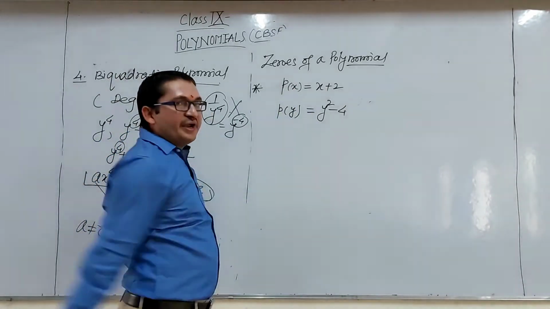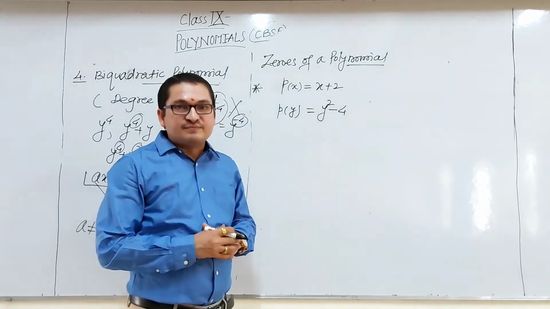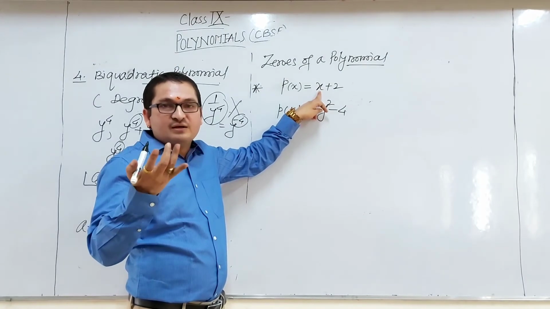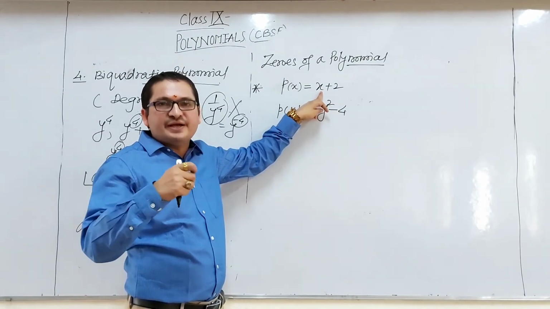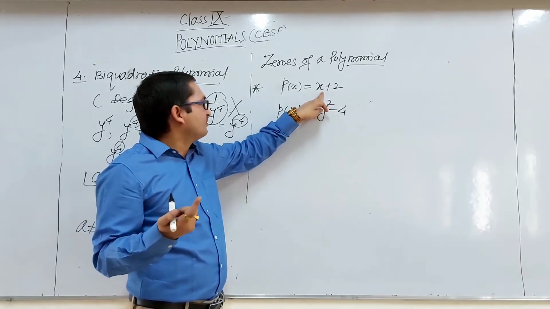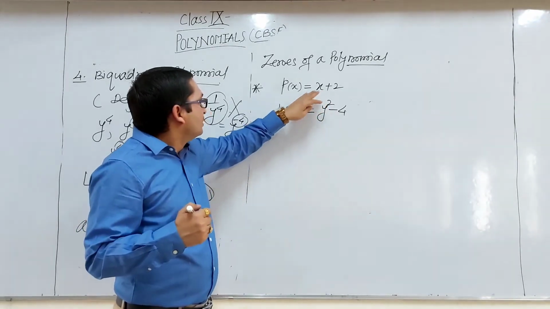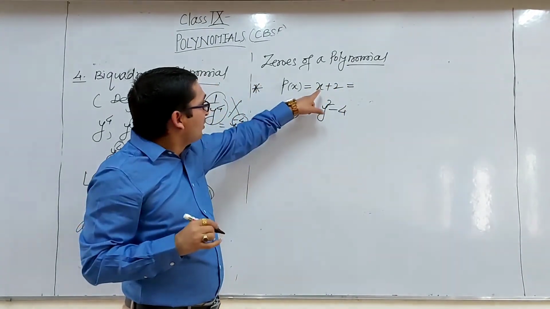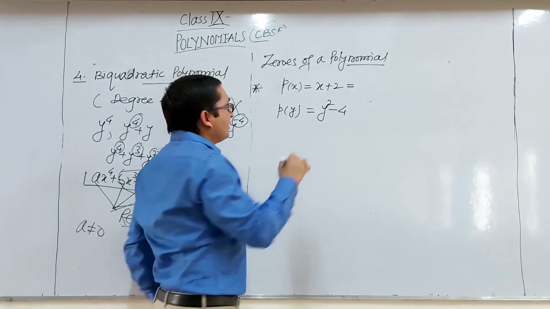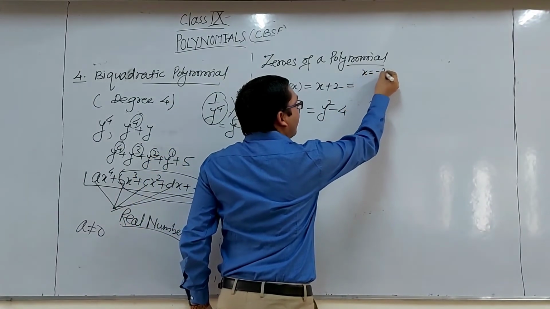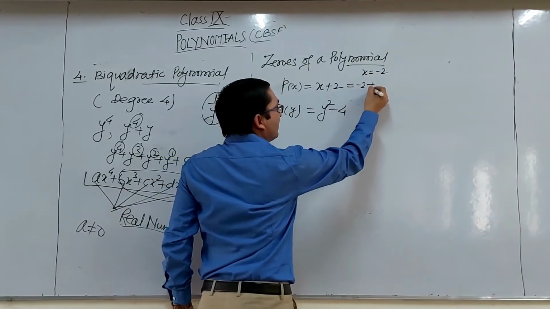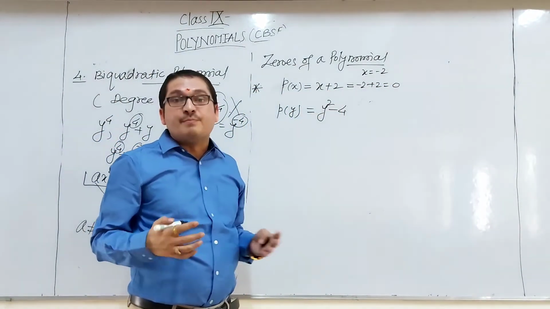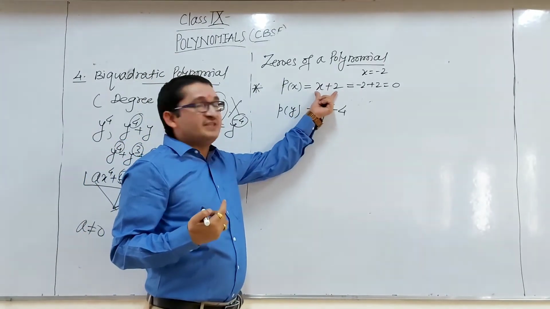So if you want to find the zeros of the polynomial, the given polynomial is in terms of x, that is x plus 2. For which value of x is this whole polynomial 0? Definitely minus 2. If you take x equal to minus 2, then minus 2 plus 2 will be 0. So the zero of this polynomial is minus 2.